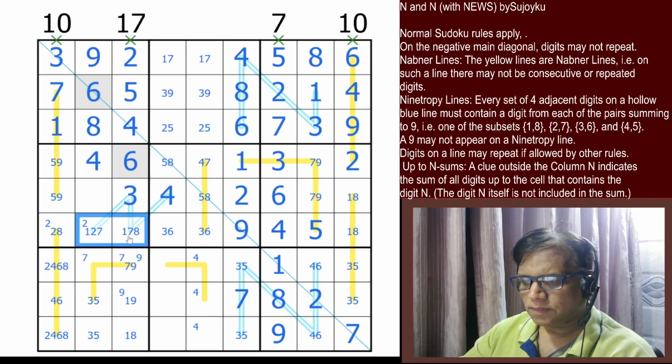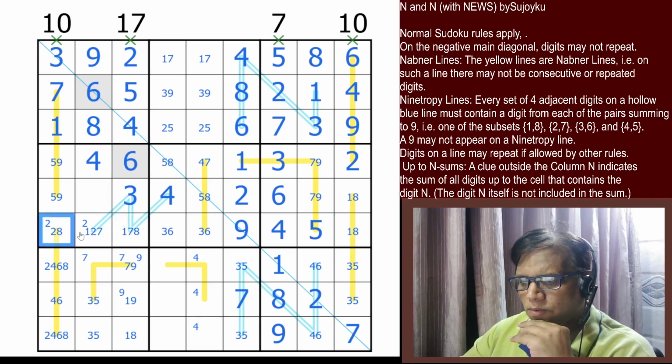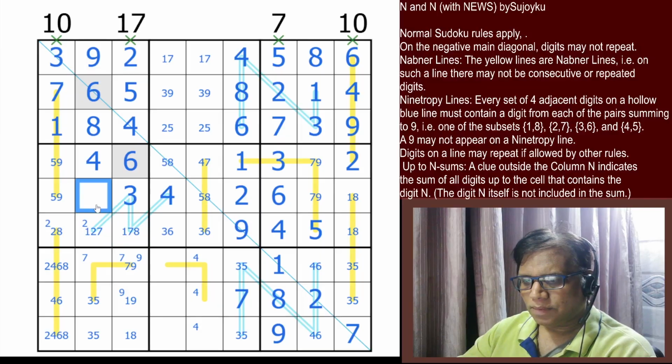1 of 2 or 7 has to be here, right? You can't have 1 here and 8 here. Now which is remaining? Oh, you can't have 2 here and 8 here. What does that mean? Nothing. You could have 7, 8. Or you could have 1, 2. Or you could have 1, 7. What is that one? 1, 2, 7, 8. 2 is not there. So 1, 7, 8.